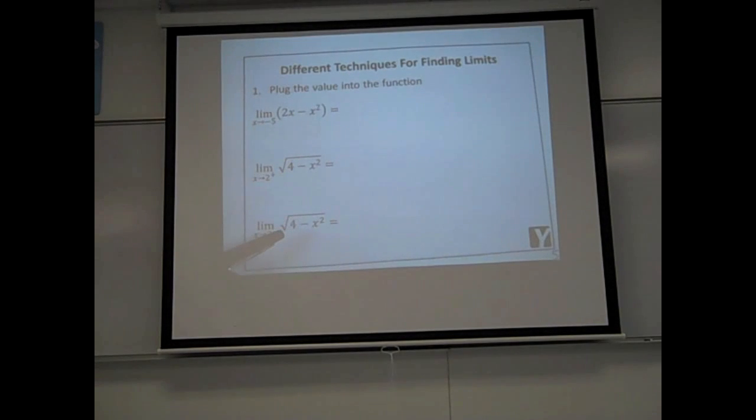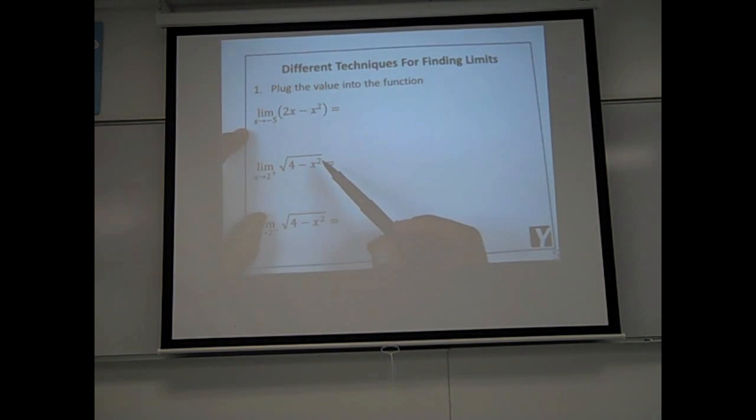So let's look at a couple of problems where we don't have a graph in front of us. So these are pretty common problems. In fact, I think we've solved them in class this year. I'm being asked to find the limit as x approaches -5 of 2x minus x squared.